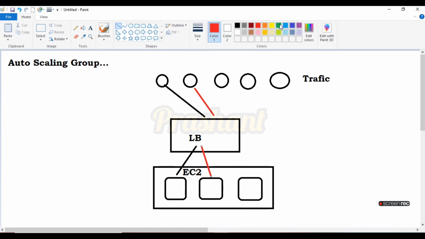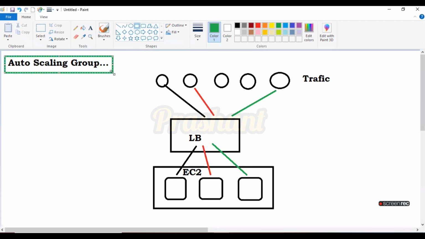Suppose there is a third request, or you can say the last request. That request will come to the load balancer. Load balancer will check which EC2 instance is free, and accordingly the load balancer sends the request to that EC2 instance, and that EC2 instance gives the response to the particular user. You got it? This picture you already know because we learned it in the application load balancer and the classical load balancer. Now our target is to understand what is auto scaling group.